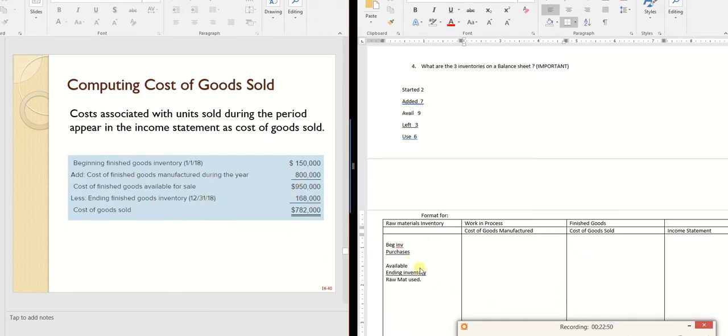That one always will do it. Notice I said this one sometimes doesn't if this includes indirect materials and not just direct materials, but this one always will flow in there. So beginning inventory, what started, plus what I added gives me available, minus ending inventory gives me what moves on, and what moves on is cost of goods sold.